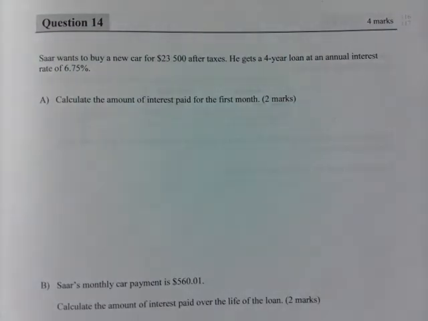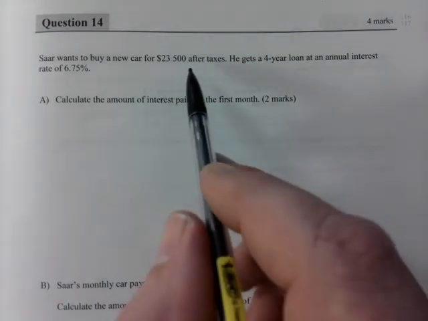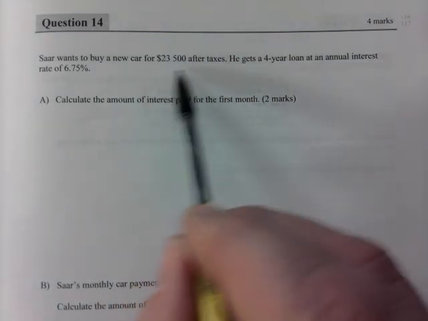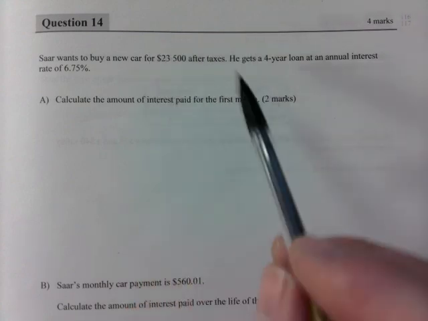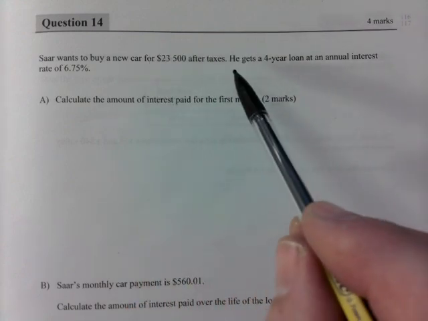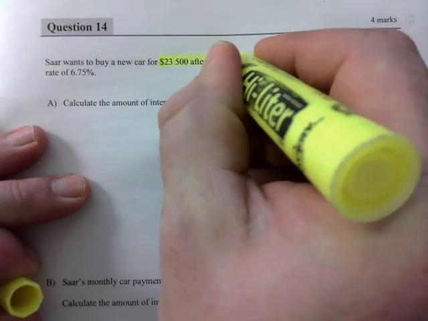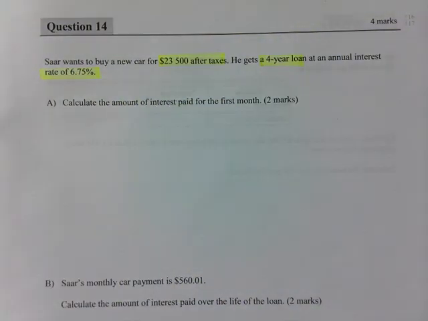SAR wants to buy a new car for $23,500 after taxes. So taxes are already included here, okay guys? Don't add taxes when it says after taxes. He gets a 4-year loan. It's probably important, so I'm going to go with that. 4-year loan. The interest rate is 6.75. Calculate the amount of interest paid in the first month.